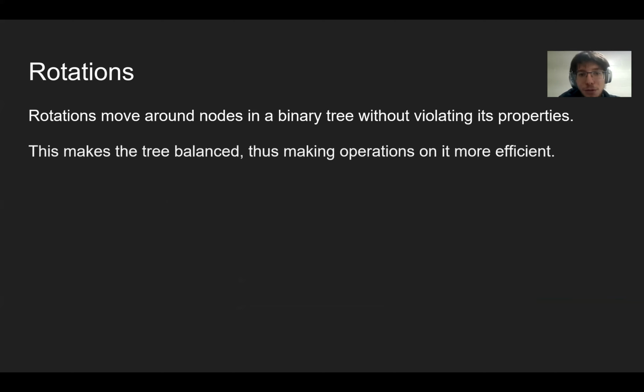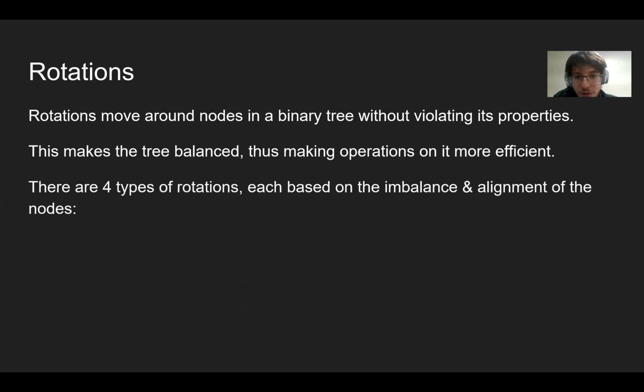So for example, we have to rotate. In order to make a tree balanced, you have to do rotations. There are 4 types of rotations based on the imbalance and the location of the nodes. So it's left-left, comma, right-right, comma, left-right, and then comma, right-left. Those are our 4 types.